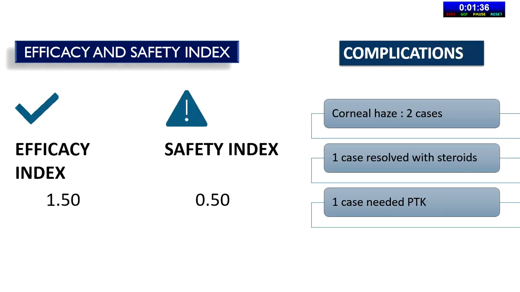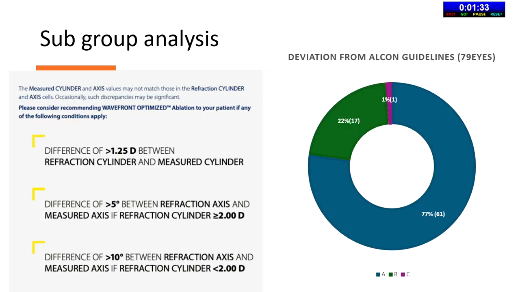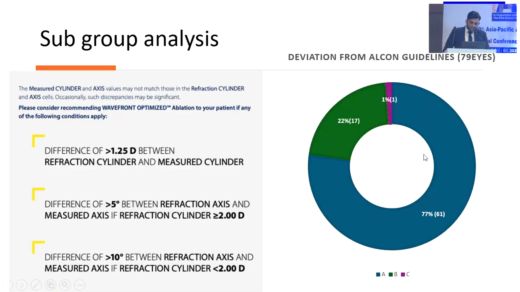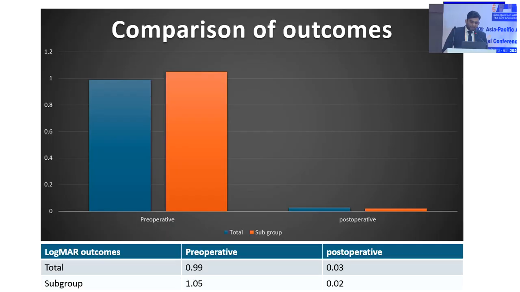We had 2 cases of haze, one resolved with steroids, one needed PTK. Interestingly, we also did a small subgroup analysis where we had 79 eyes which were deviating from the Alcon guidelines, and we were successfully able to do topo-guided corrections in them. And we compared this cohort to the entire study, and the results were comparable, and there was no statistical difference between this group when compared to the total group.